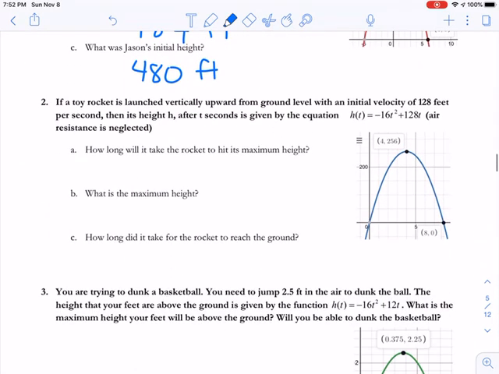Number 2, if a toy rocket is launched vertically upward from ground level with an initial velocity of 128 feet per second, notice that 128 is right there, negative 16 is the acceleration due to gravity measured in feet per second, then the height is given by this equation, and we're ignoring air resistance. So how long does it take for the rocket to reach its maximum height?